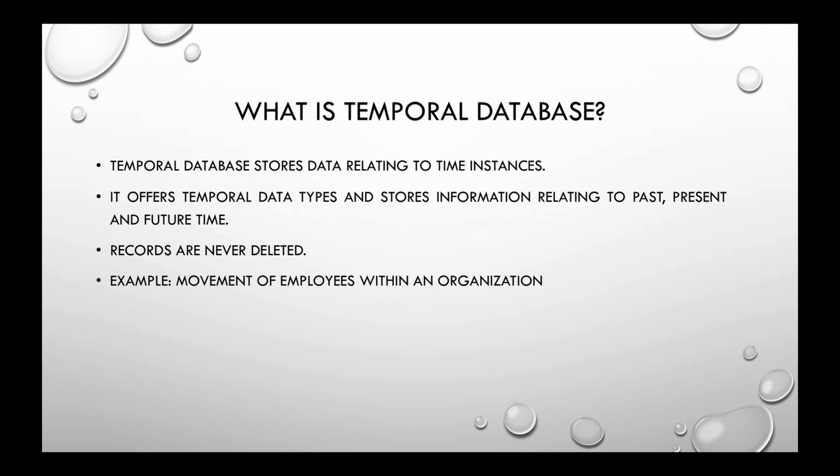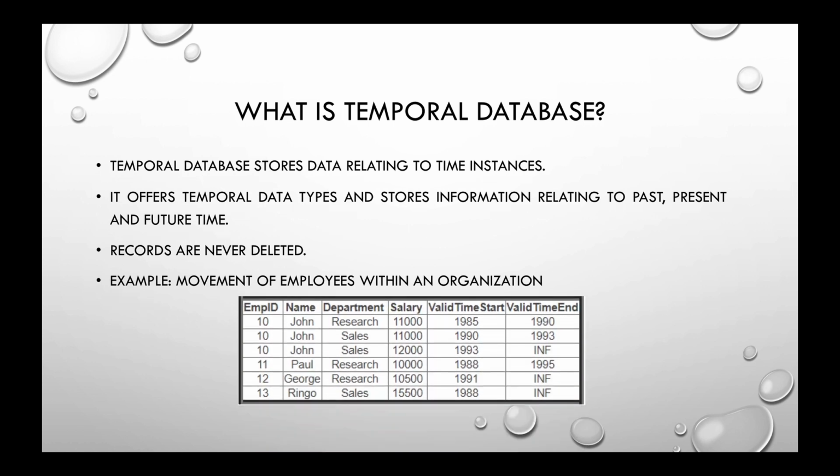Here's an example of a temporal database. The movement of employees within an organization can be recorded into a temporal database, as can be seen in the table. From 1985 to 1990, Jun worked in the research department with a salary of $11,000, and from 1990 to 1993, he moved to the sales department with the same salary. And from 1993 to now, he still works in the sales department, but his salary has increased to $12,000.